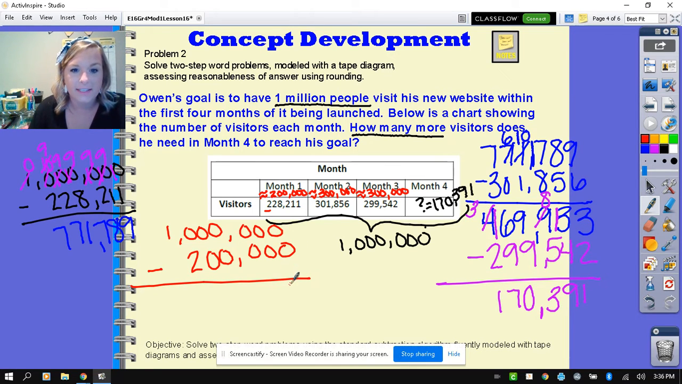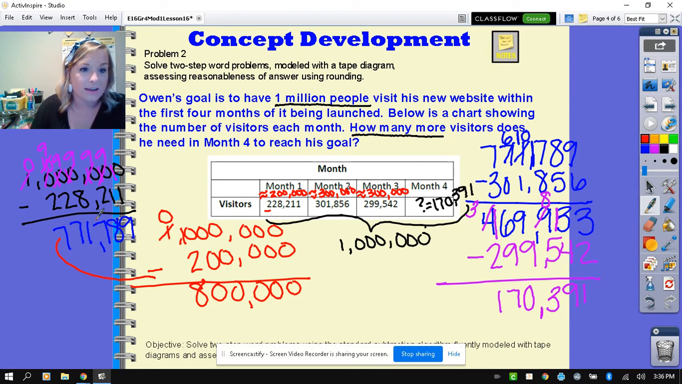So 0 minus 0 is 0, 0 minus 0 is 0, 0 minus 0 is 0, 0 minus 0 is 0. But here I'm going to go next door, make this 1 into a 0, and this 0 into a 10. So 10 minus 2, we have 800,000. Okay. This part of the problem really correlates right here. And when rounded to the nearest 100,000, we would get 800,000. So far we're on the right track, making sure that our subtraction is close and is reasonable.